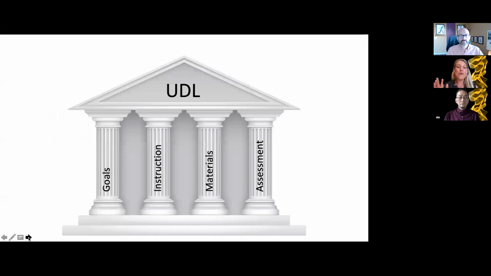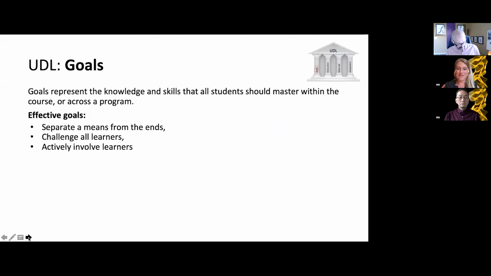On the next slide, what we illustrate are the 4 fundamental pillars of universal design for learning. UDL takes good teaching one step further and presses faculty to consider student success from the forefront. The pillars include goals, instruction, materials, and assessment. In the slides that follow, we will examine each of these pillars and how it relates to your coursework, design, and implementation.